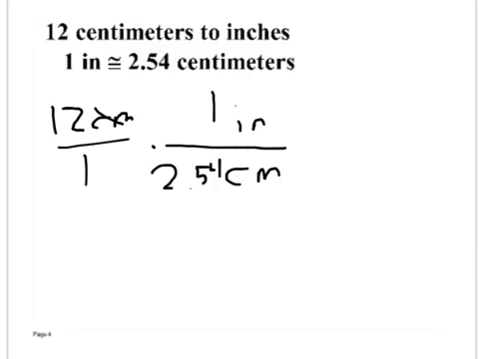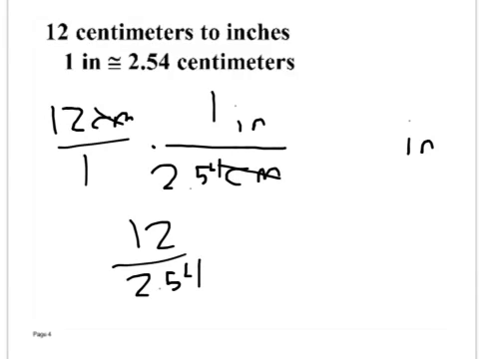I cancel out what I can. I am left with inches. Is that what I want to go to? It says 12 centimeters to inches. I need to find out how many inches 12 centimeters is. Multiplying fractions, you multiply numerators, you multiply denominators. I have 12 divided by 2.54. Work that out, and you get 4.72 inches.